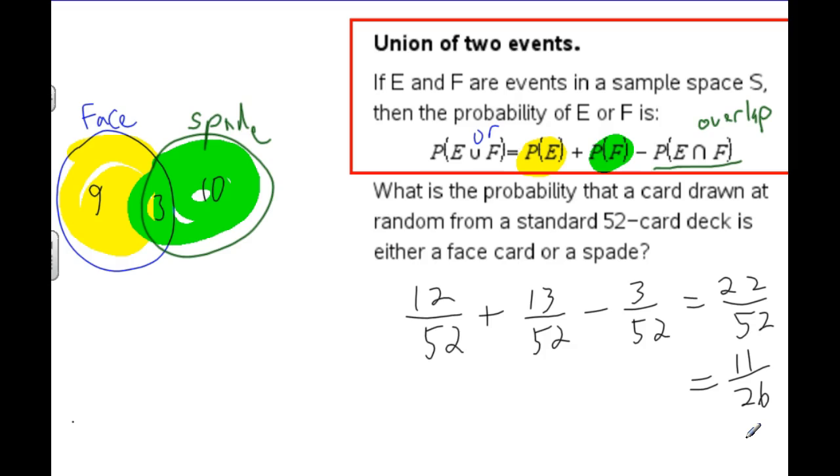So I think the Venn diagram is almost easier. In fact, if I were doing this problem, I might just draw a picture of it and not use the formula so much as just say, well, how many cards are in here? 9 plus 3 plus 10. I didn't double count the 3, I just counted it once. 9 plus 3 is 12. 12 plus 10 is 22. 22 out of 52 cards is the same answer I get over here.